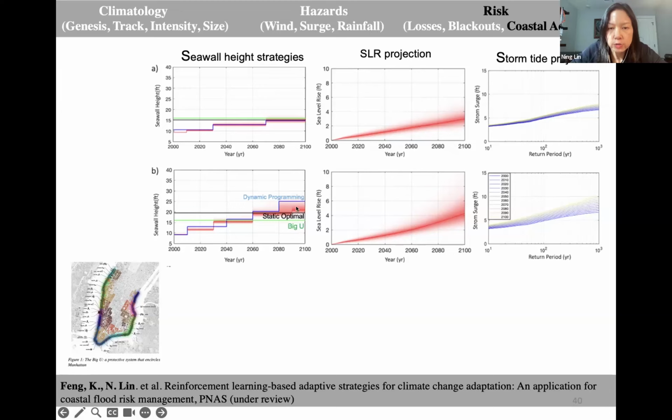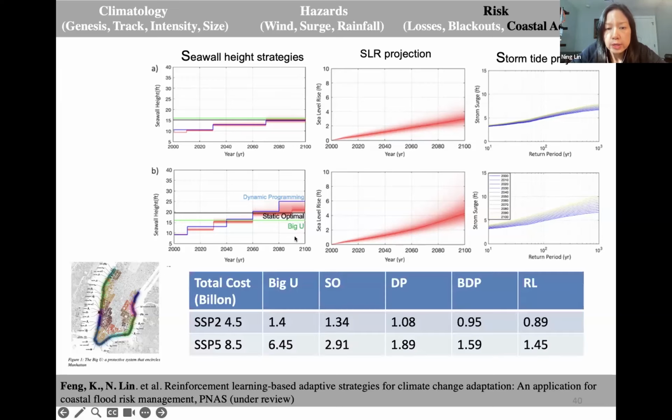And the shaded red is reinforcement learning because it's a probability distribution depending on the future observed sea level rise. So we look at the total expected cost for different strategies on the different emission scenarios. The top line is mid emission scenario. The low line is a high emission scenario.